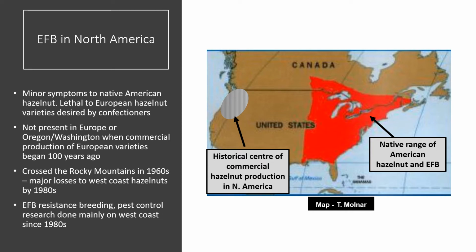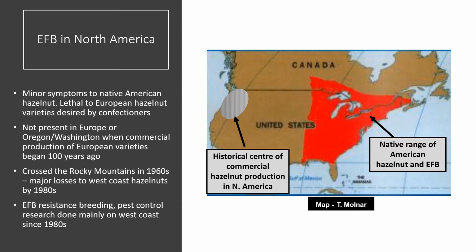Originally, Eastern Filbert Blight was restricted to the eastern half of the continent, and so it wasn't present in either Europe or Oregon when commercial production of European varieties really began to ramp up about 100 years ago. But a strain of the disease was accidentally introduced west of the Rocky Mountains approximately in the 1960s, and then it spread. And eventually it caused major losses to the hazelnut industry in Oregon and Washington.